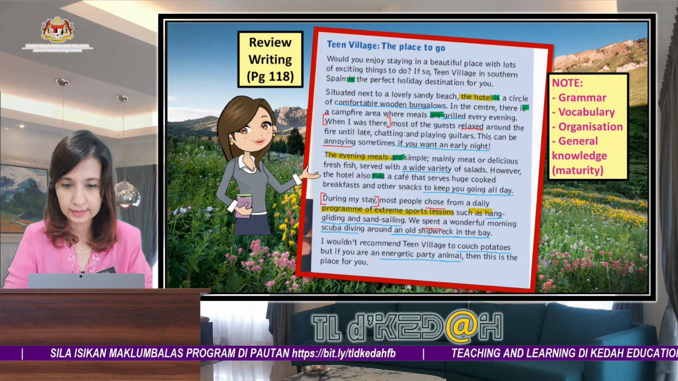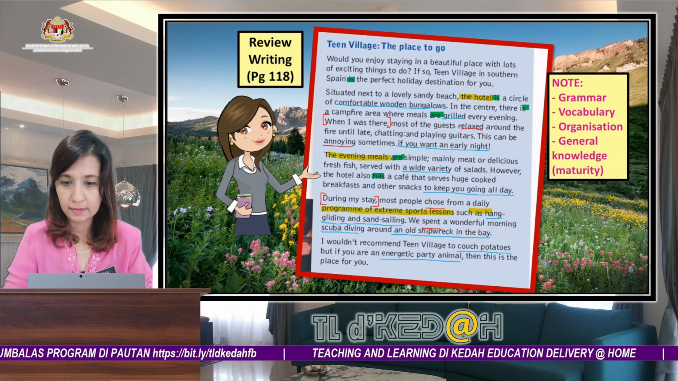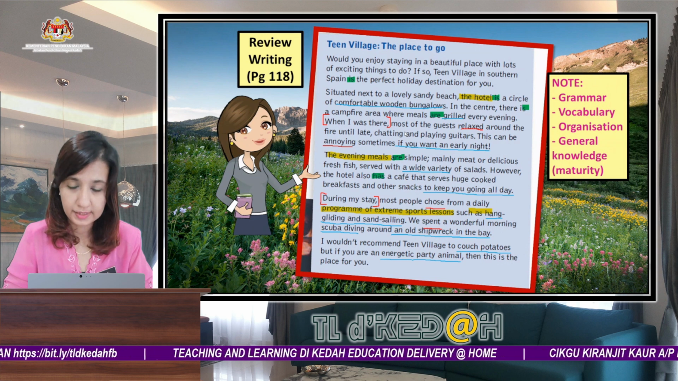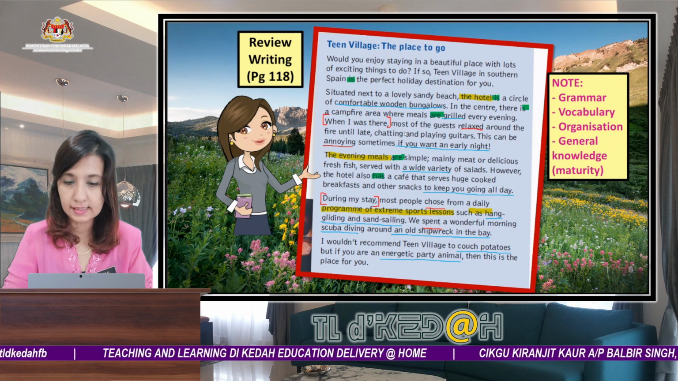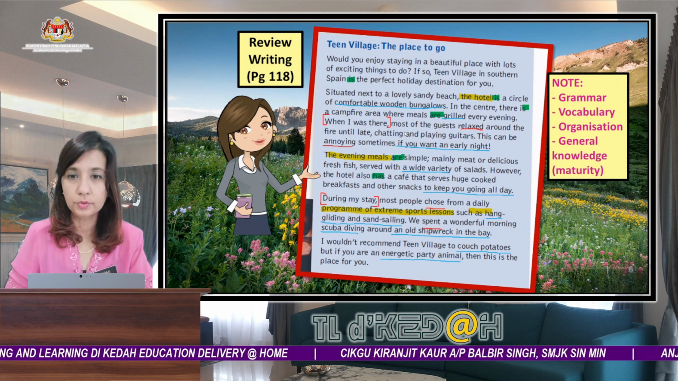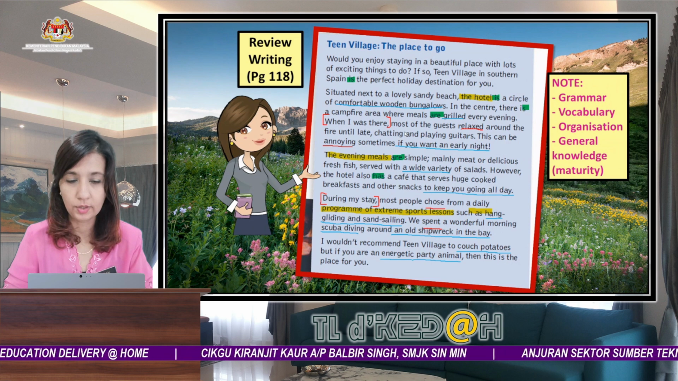Let's look also at the organization. They're all organized in paragraphs. Perhaps there should be more cohesive devices here. So this is just an example in the textbook. When you write, you try to add a few cohesive devices and linkers. All right, let's go on.